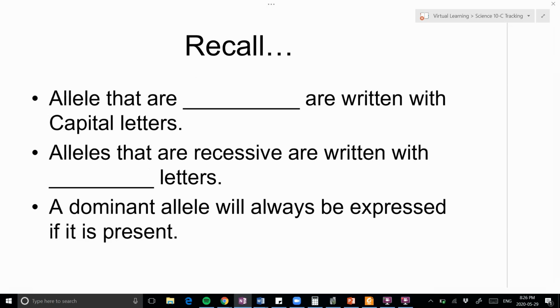So we talked about dominant and recessive. Dominant being the alleles that will always be expressed. Recessive can only be expressed if they are by themselves, right? So if a dominant is expressed, the recessive is there, but we won't see it. So alleles that are dominant are written with capital letters, so like an A. Alleles that are recessive are written with lowercase letters, so like an a. So the capitalization of our letters tells us whether the trait is dominant or recessive, and dominant alleles will always be expressed.